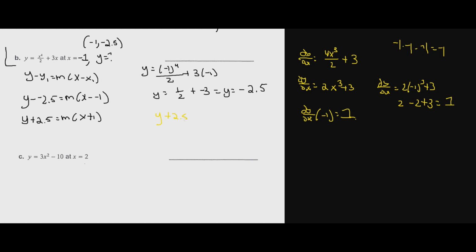Y plus 2.5. Oh, let's write it up here. Y plus 2.5 is equal to 1 times x plus 1. And that's it, my friends. That is exactly what you want to do, and it does not change.